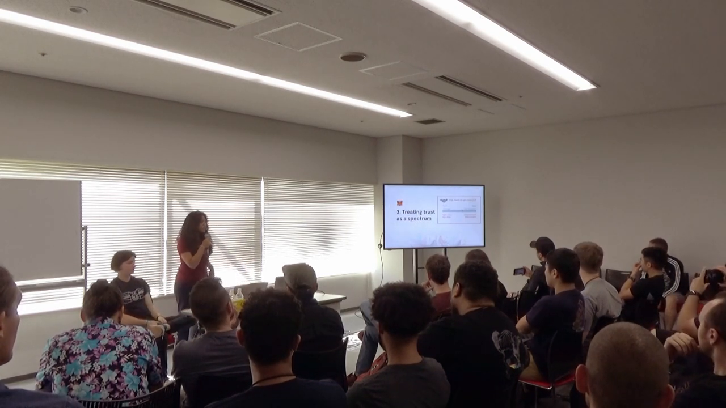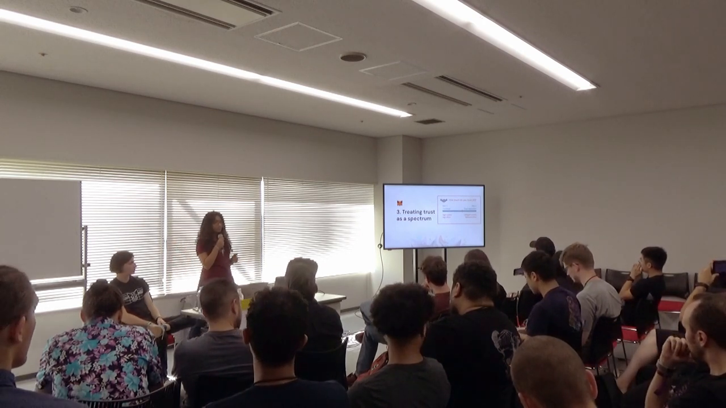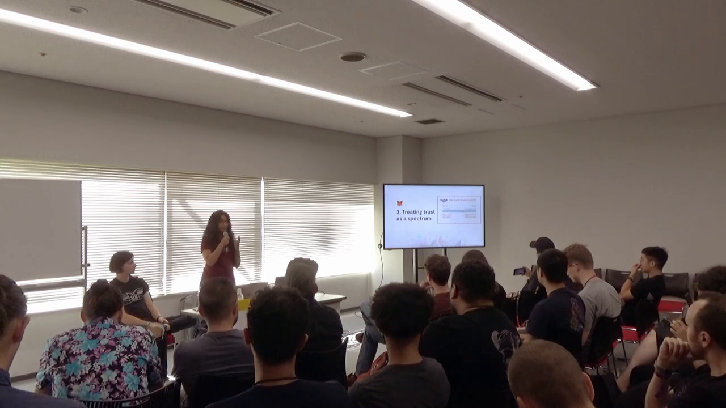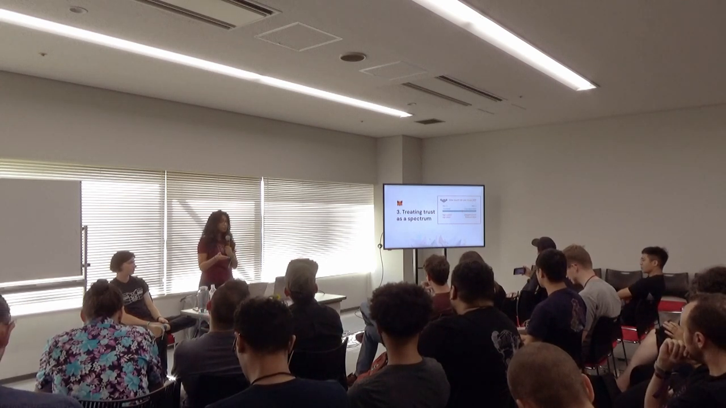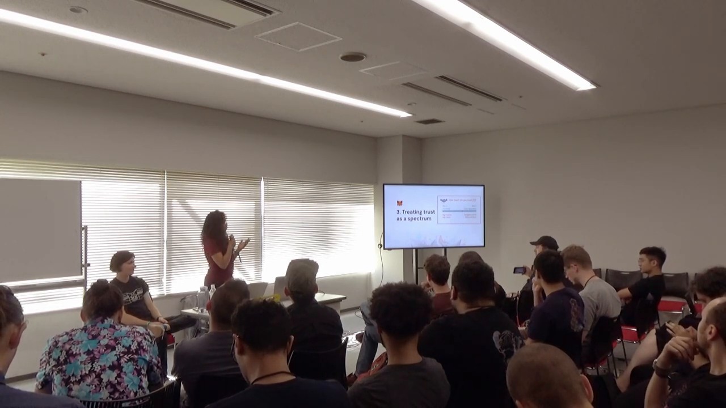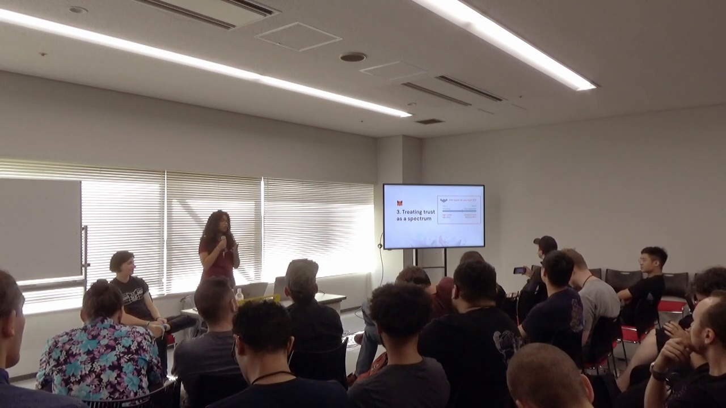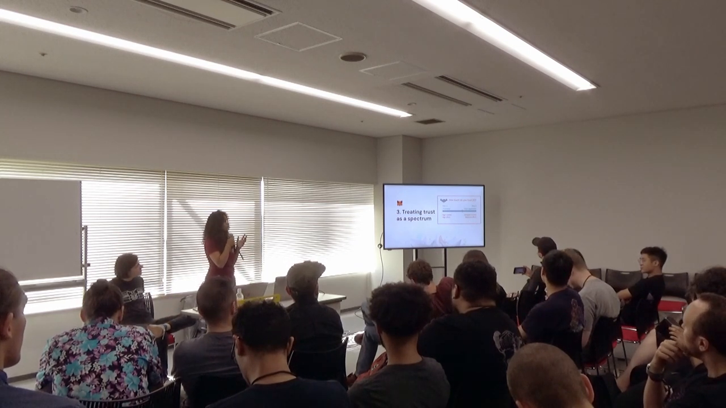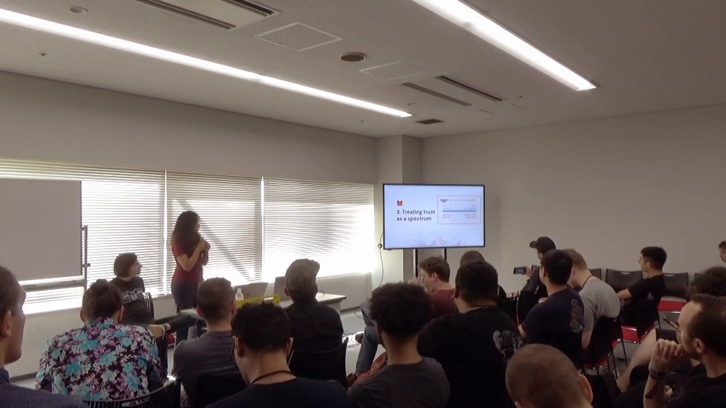The third one is treating trust as a spectrum. Trust is a really integral part of human experience, of how interpersonal relationships work. When we start a relationship with another person, we often don't trust them, but as the relationship grows, the trust increases. You can trust them more and you can release a bit of control from them. This is how people and machine interaction works as well.